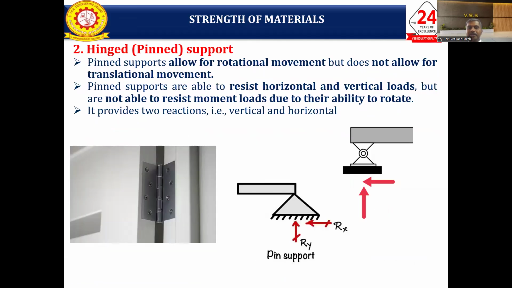Coming to the hinged or pin support, the pin support allows the rotational movement, but does not allow translational movement in both the x direction and the y direction. The pin supports are stable, resisting horizontal as well as vertical loads, but not able to resist the moment due to their ability to rotate. Okay, rotation is allowed. So they provide two reactions for the hinged or pin support: vertical as well as horizontal.